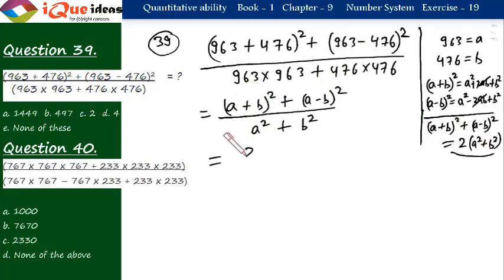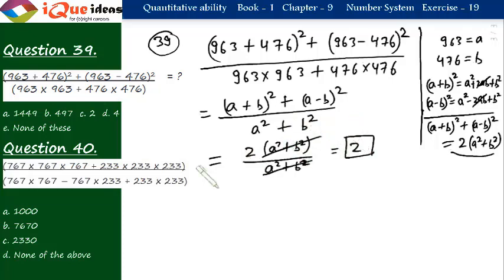Just now we saw that (A plus B) whole square plus (A minus B) whole square is 2 times (A square plus B square). And the whole is divided by A square plus B square. So this A square plus B square term will get cancelled completely. So what we are left with is 2. So the answer of the question would be 2. Alright.